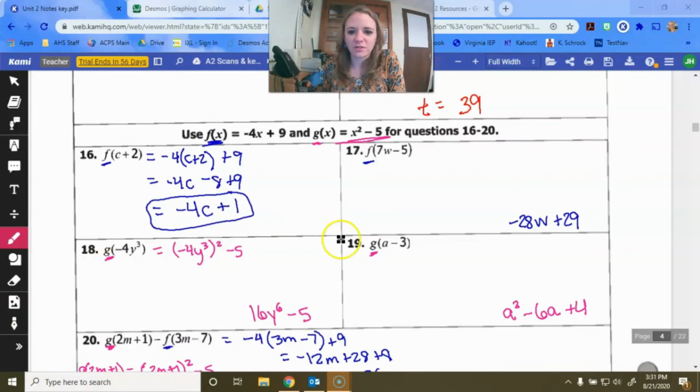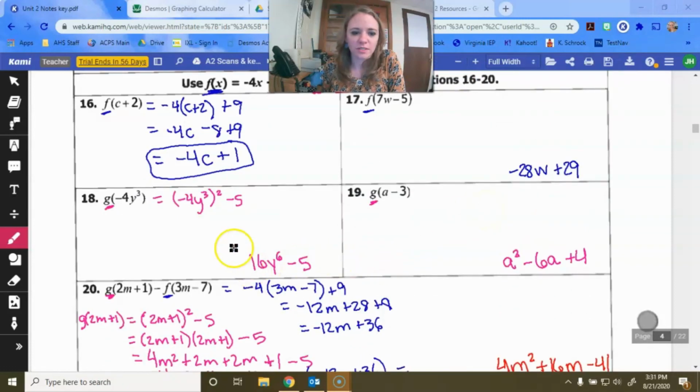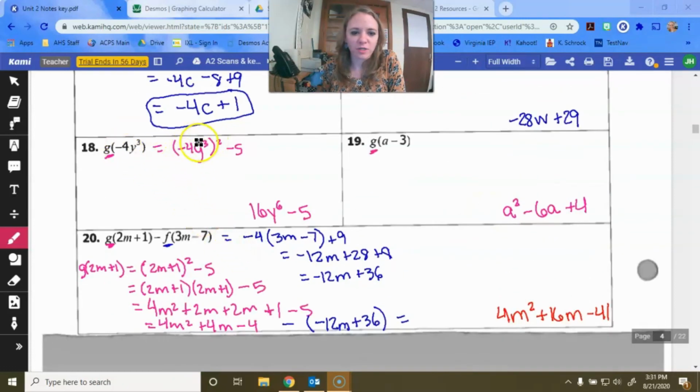Okay, here you go. So 17 was -28w plus 29. Number 18, I went ahead and showed the work plugged in. Just to remind you, when you square a monomial, you can square every single item, unlike the binomial. You can't do that. So this times itself would result in -4 times itself, which is +16. And then y cubed squared will allow you to multiply these exponents, a power of a power, and that gives you y to the 6. So you do multiply those when it's a monomial, a single term. Double term, write it out twice.